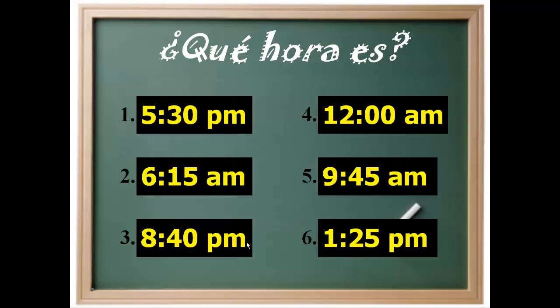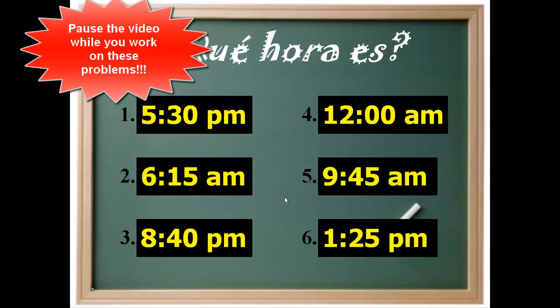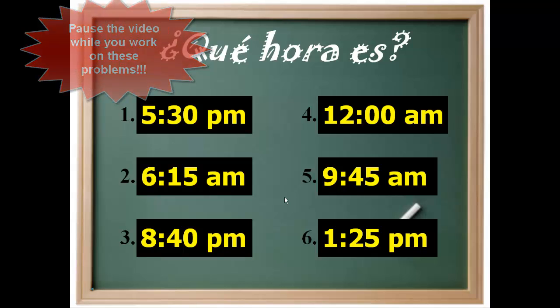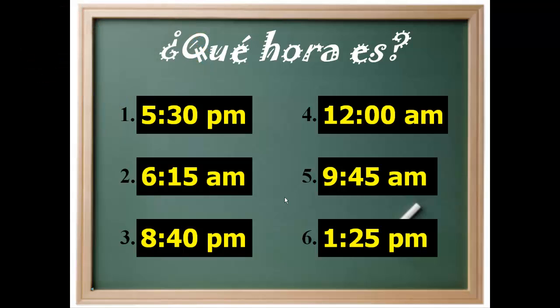All right. Your last step is to try to figure out how to say these 6 times. Notice that I've written PMs and AMs so that you try to figure out to say whether it's de la mañana, de la tarde, or de la noche. Pause the video here if you're going to stop and try to figure them out before you proceed. By the way, you will be asked in your quiz tomorrow to be able to tell me one of these 6 times.